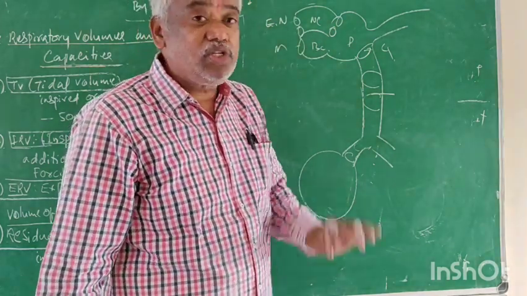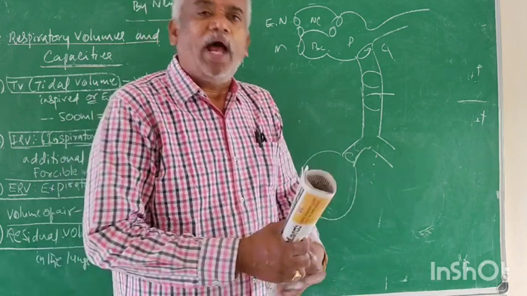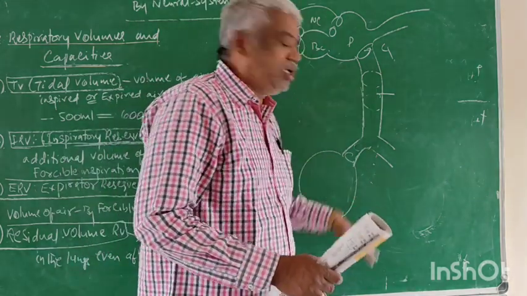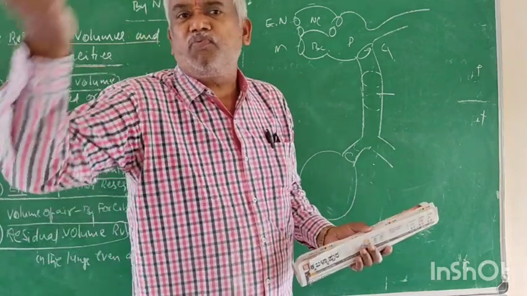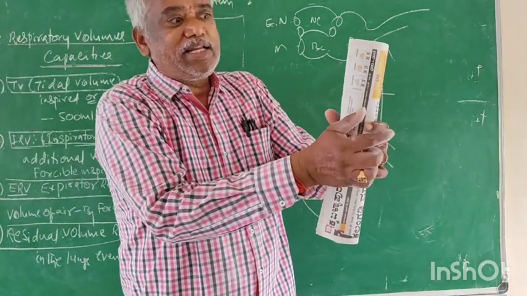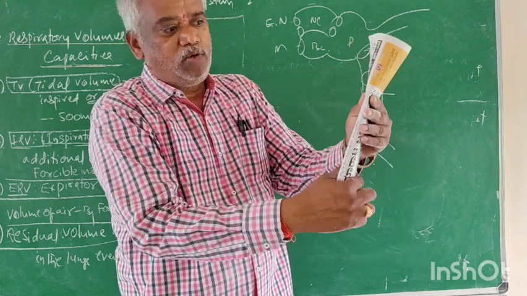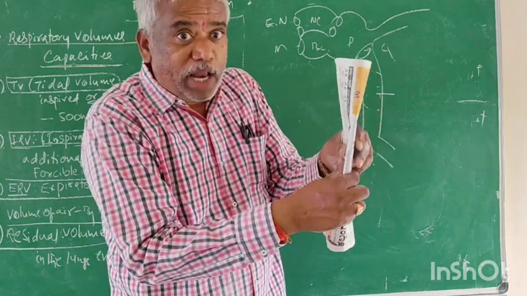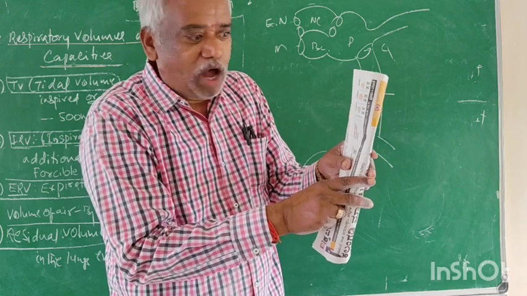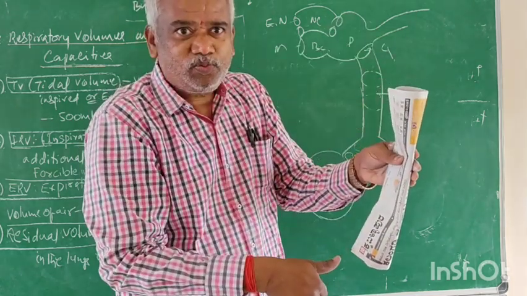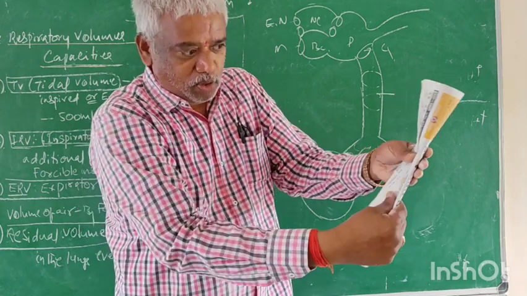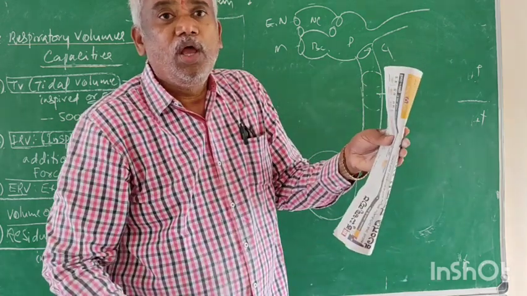This is the most important. Another one: if the rings are damaged, due to some forcible inspiration and forcible expiration, the trachea collapses. After a collapse, the air cannot pass locally.